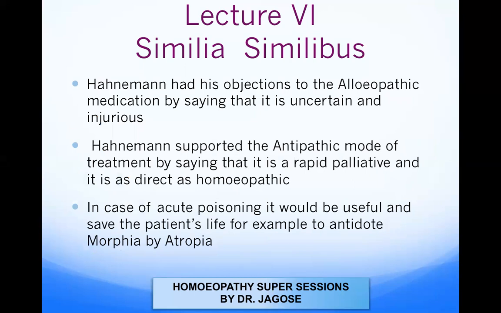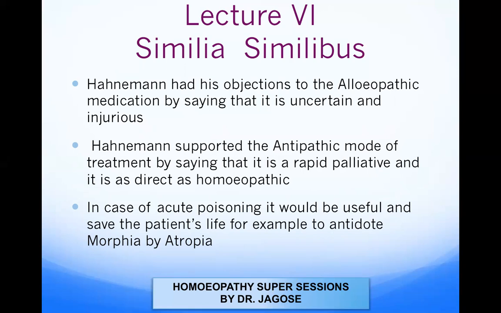Hahnemann had his objections to the allopathic medication, saying that it's uncertain and injurious. So during that time, the allopathic method of treatment was totally uncertain and it was definitely injurious. It has more side effects which were detrimental to the patient's health. Hahnemann supported the antipathic mode of treatment by saying that it is a rapid palliative and it is as direct as homeopathy. However, his views for the antipathic method were different, and he said that the antipathic method can be used.